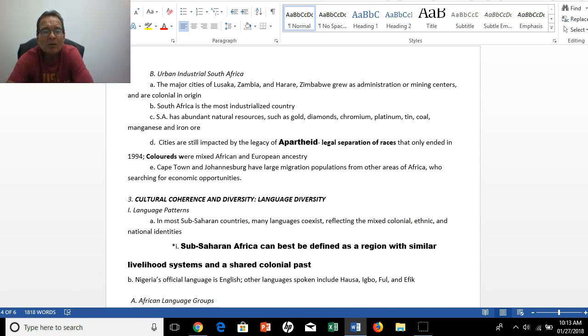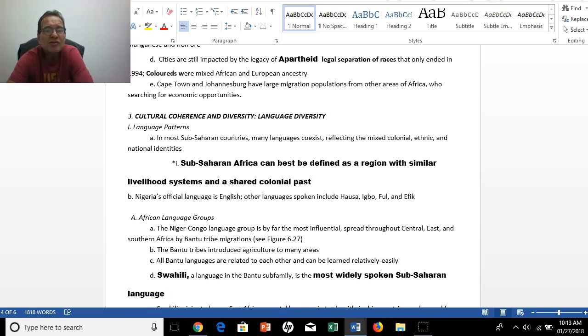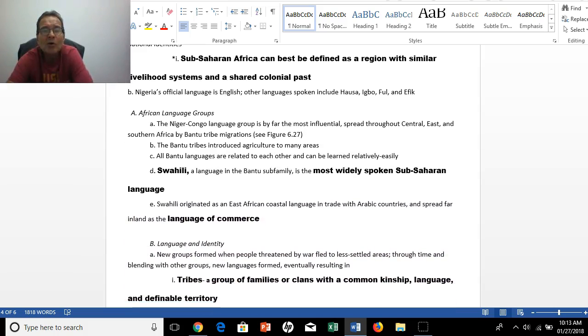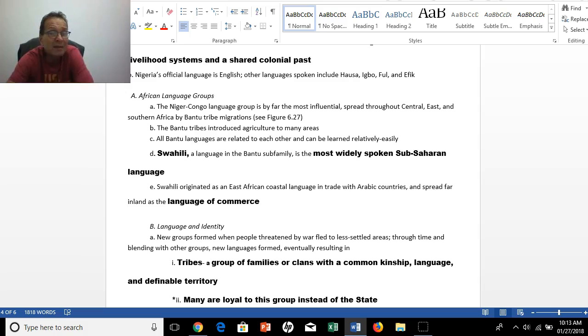And in terms of culture, what we can say about sub-Saharan Africa is that it's a region with similar livelihood systems and a shared colonial past. Nigeria's official language is English, but these are some of the other languages that are actually spoken in that country. Some of the other language groups, the Niger-Congo. Swahili was the most widely spoken sub-Saharan language. It originated as a language of commerce, and that's what allowed it to spread. As these different regions of Africa traded with one another, this language spread.